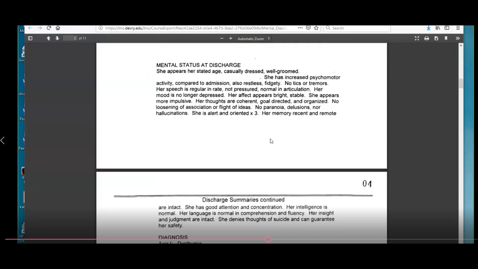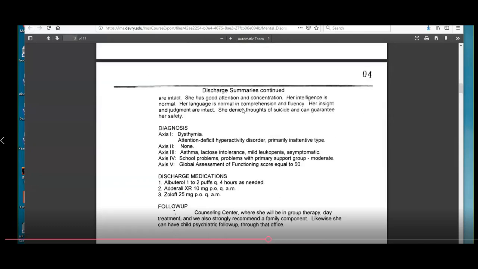She's alert and oriented times three. Her memory, recent and remote, is intact. She has good attention and concentration. Her intelligence is normal. Language is normal and comprehensive, and fluency is normal. Her insight and judgment are intact. She denies thoughts of suicide and can guarantee her safety.